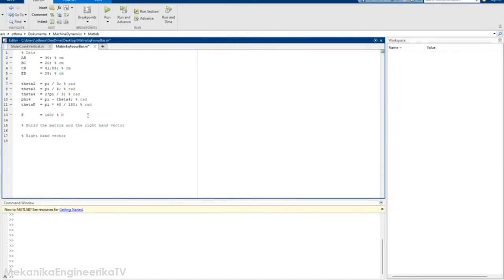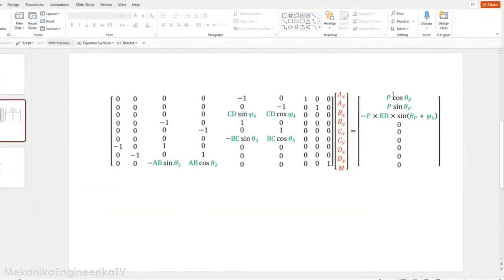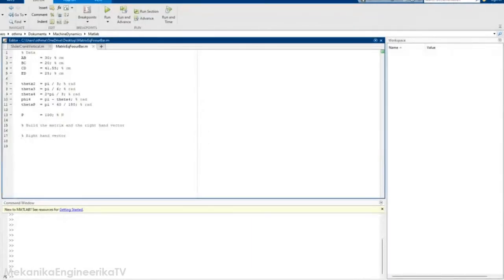Anything in green is a comment. It's just to explain what I am doing. When I say percentage like this, when the MATLAB program is run, it will be ignored. It's just for the user. So the right hand vector will be a vector 9 by 1, one column and 9 rows. I will have P cosine theta P for the first, P sine theta P for the second, and minus P times ZD times sine of theta P plus phi 4 for the third. And later on, it will be zeros.